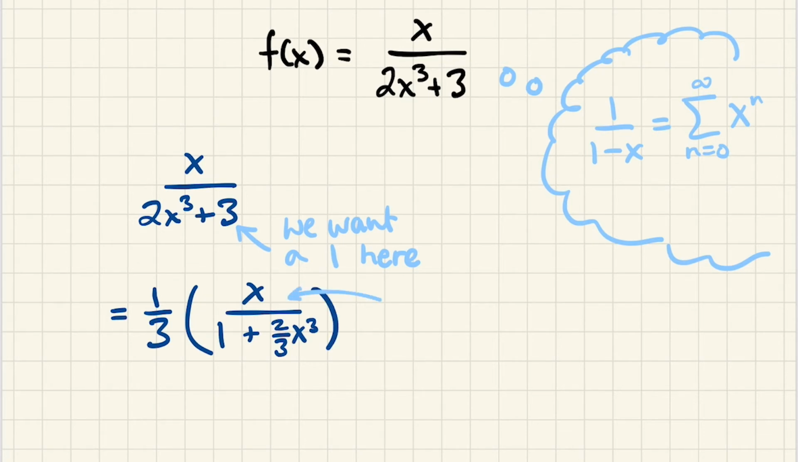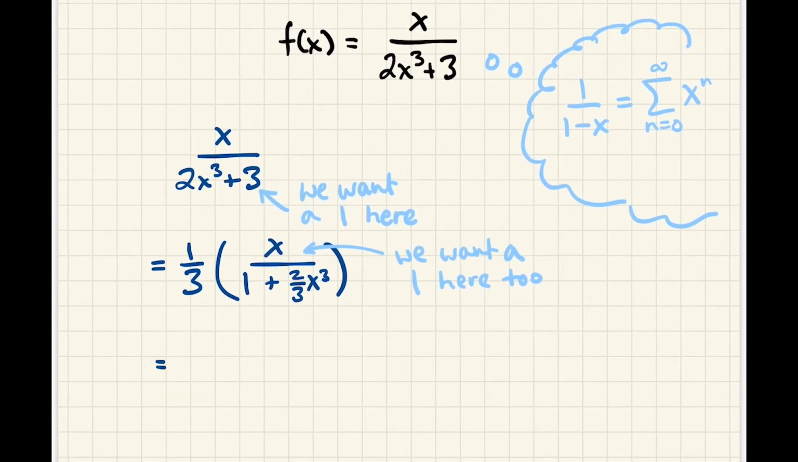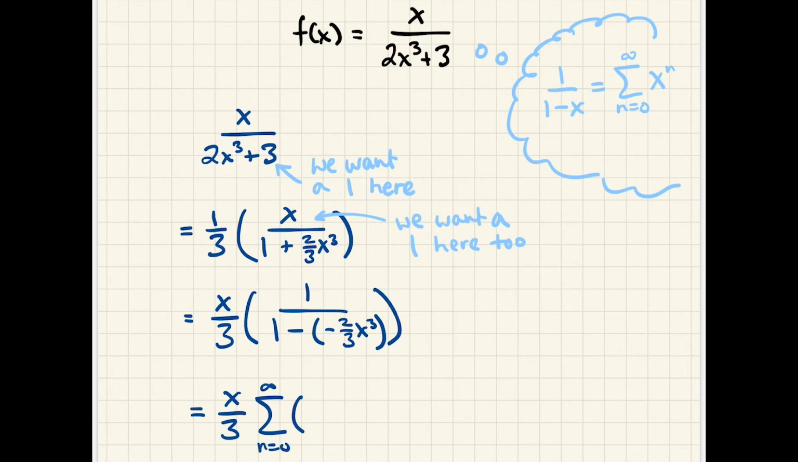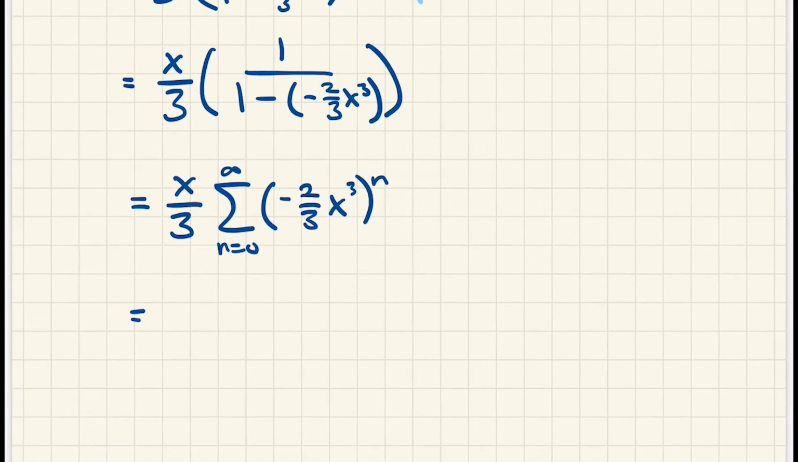For that matter, we also want a 1 in the numerator. So I suppose we could have just factored x over 3 out from the start. And let's write this as minus negative 2/3 x cubed. Okay, so we're ready to bridge this thing over because this is in the form of 1 over 1 minus stuff. So that stuff is right here. So 1 over 1 minus stuff is the sum of stuff to the n. So we just have to clean this up.